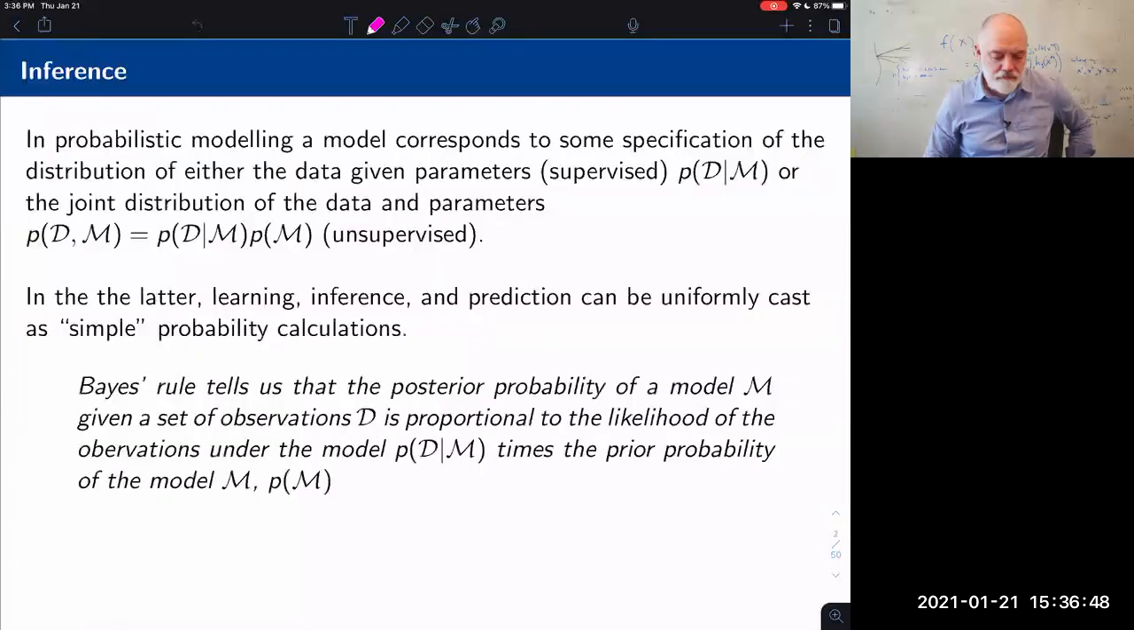I'm going to use the word inference a lot, right? And I think I already have, probably.